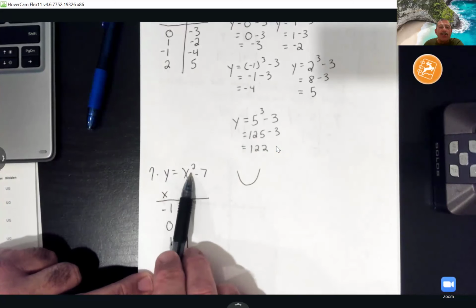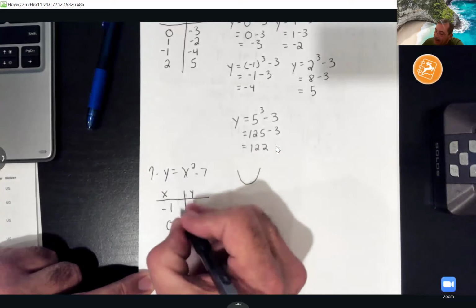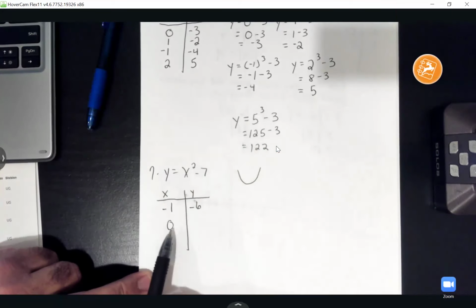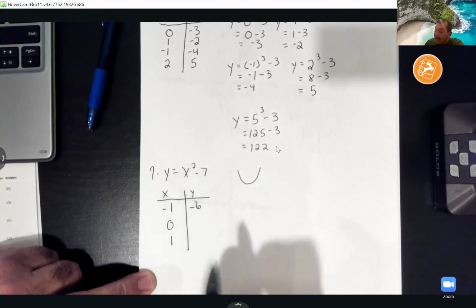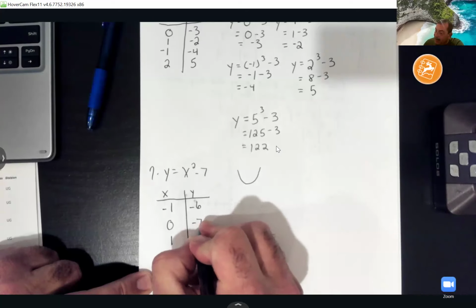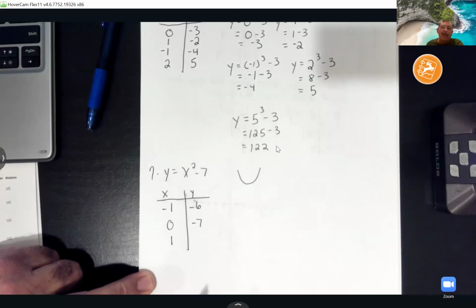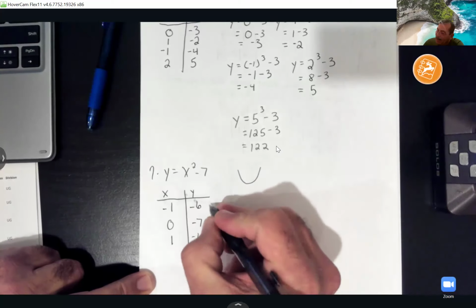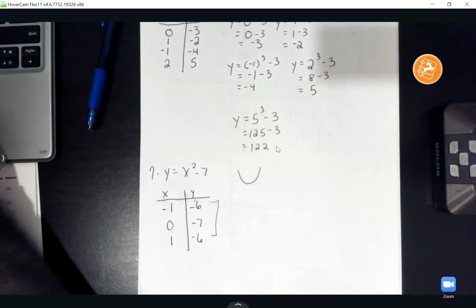So a -1 squared is 1. 1 minus 7 is going to give us a -6. 0 squared is 0. 0 minus 7 would give us a -7. And y'all, without even putting that 1 in there, what's that y value going to be? -6. There you go. Because these things are definitely going to be symmetric for us, okay?